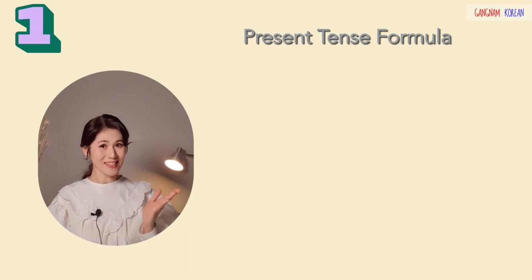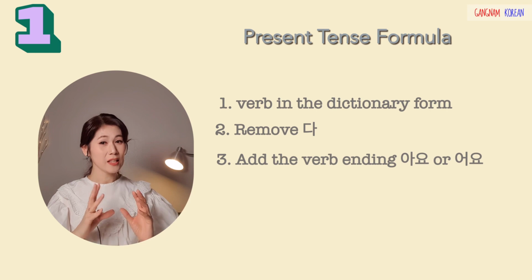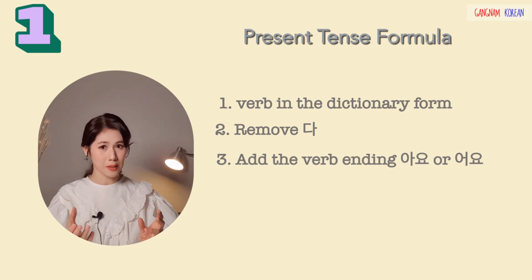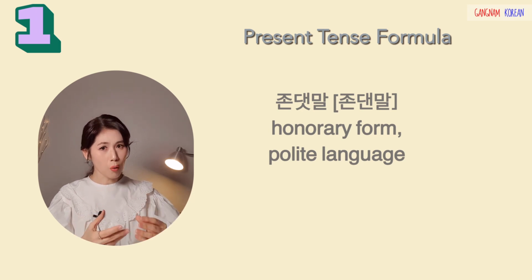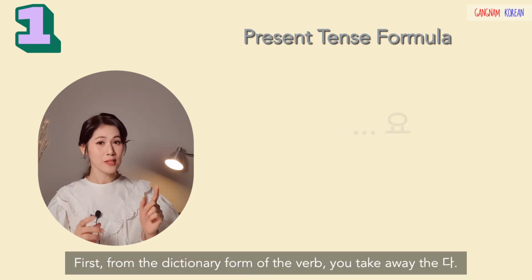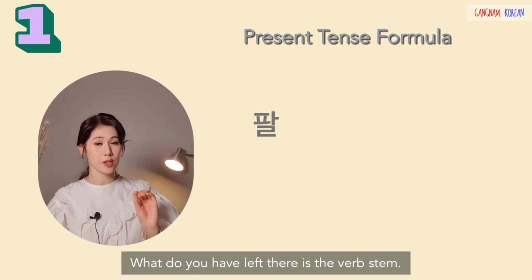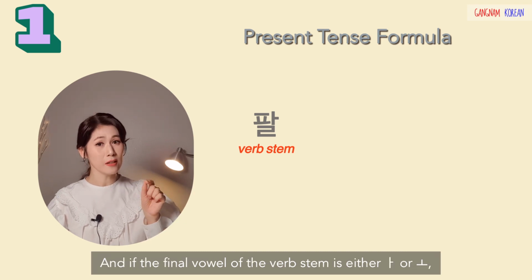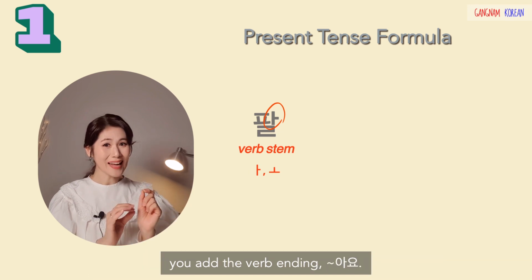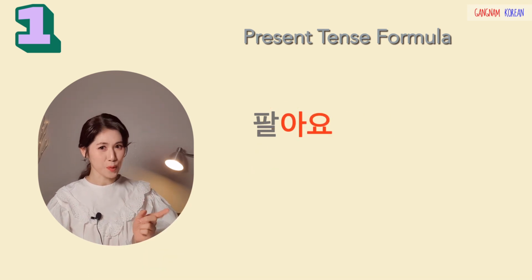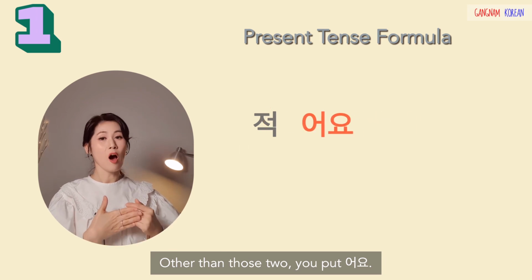Number 1, the present tense. Here's the formula to conjugate Korean verbs into the present tense. In a polite but not too formal way of speaking in Korean, it's a type of 존댓말, but not too formal, and it ends in 요. First, from the dictionary form of the verb, you take away the 다. What you have left there is called the verb stem. And if the final vowel of the verb stem is either 아 or 오, you add the verb ending 아요. Other than those two, like 어, 우, 으, 이, you add the verb ending 어요.